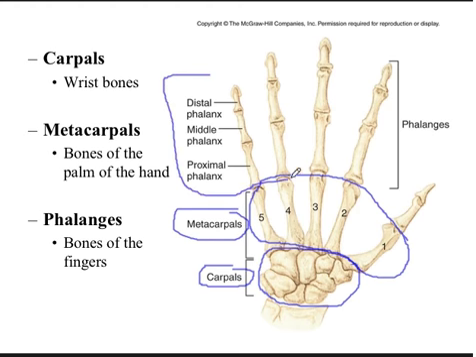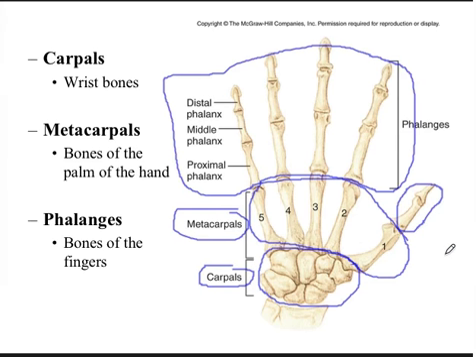Notice that in the second, third, fourth, and fifth digits, there is a distal, a proximal, and a middle phalanx. Okay, while in the thumb there is only a proximal and a distal phalanx. This is termed digit 1. So the thumb is the first digit, then the index finger, the middle finger, the ring finger, and of course the little finger.